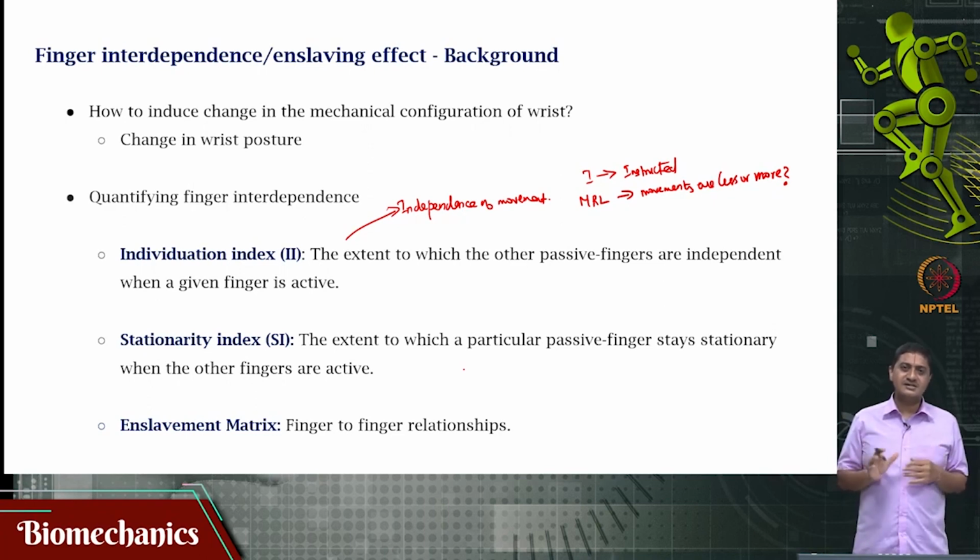Now, let us consider that X is trying to say something. How much less either X or Y or Z is able to influence me is a measure of stationarity. That is, I don't influence anybody, that is individuation. I am not being influenced by anybody, that is stationarity.